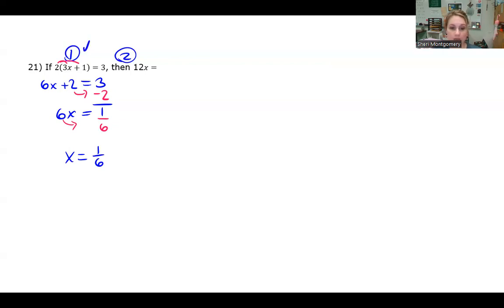If you're doing TSI, they're always going to have that as one of your answer choices. Don't pick it. You have to take that and you have to plug it in. So it says 12 times x, so 12 times 1/6. We learned the first few weeks of school that if you can reduce first, it'll make multiplying easier. 12 and 6, that can reduce. So 6 goes into 12 2 times. So now you're just multiplying straight across. We end up with 2 times 1. So we end up with 2 as your answer.